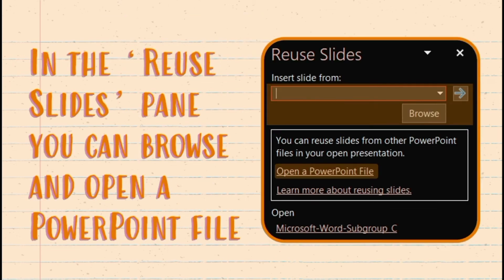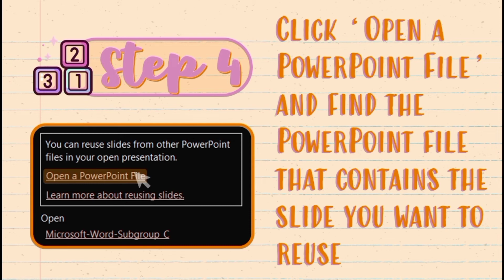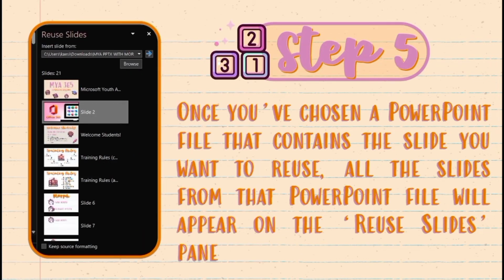In the Reuse Slides pane, you can browse and open a PowerPoint file. Click Open a PowerPoint file and find the PowerPoint file that contains the slide you want to reuse. And then, once you've chosen a PowerPoint file that contains the slide you want to reuse, all the slides from that PowerPoint file will appear on the Reuse Slides pane.